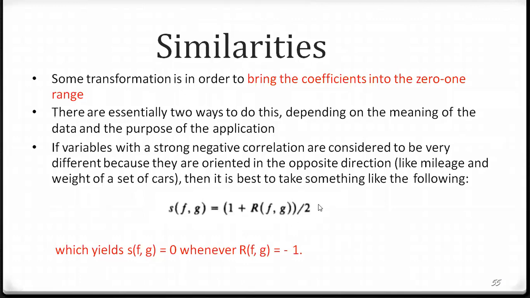For example, you have the mileage and weight of a set of cars, and imagine they are inversely related to each other, so it is a negative correlation. Your similarity becomes 0 because they are totally negative, but your dissimilarity becomes 1. Imagine you substitute -1 here: 1 plus minus 1 divided by 2, so 0 by 2 is 0. But if you're calculating dissimilarity, it becomes 1 minus minus 1, so 1 plus 1 divided by 2. So it is 1.